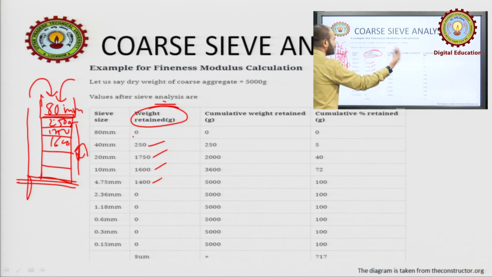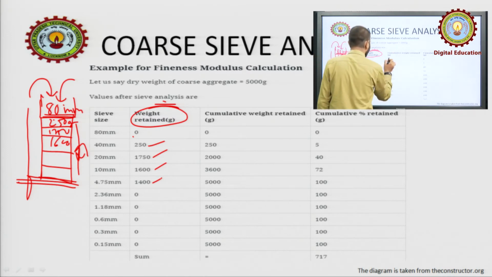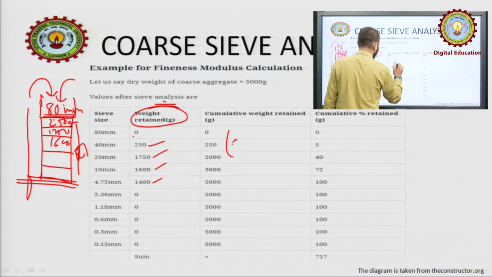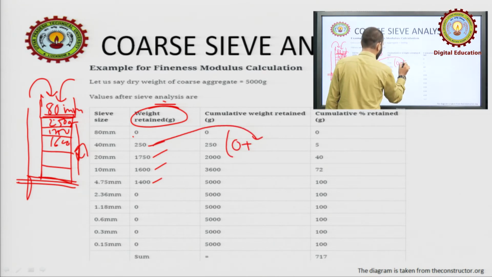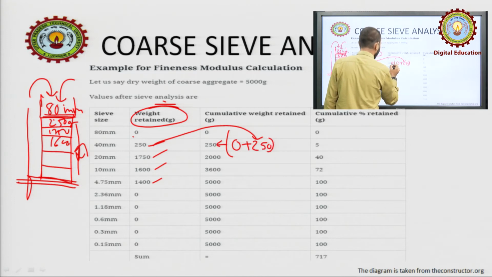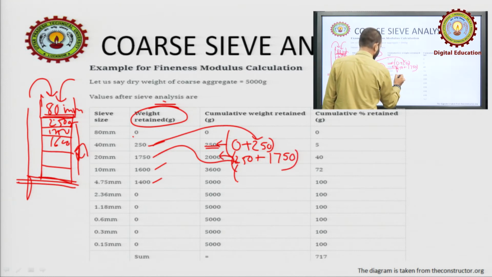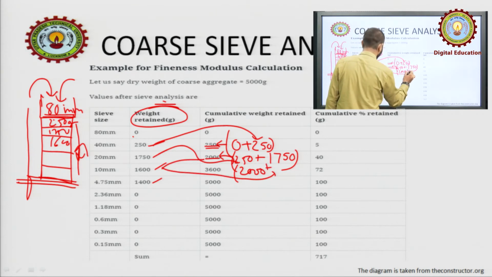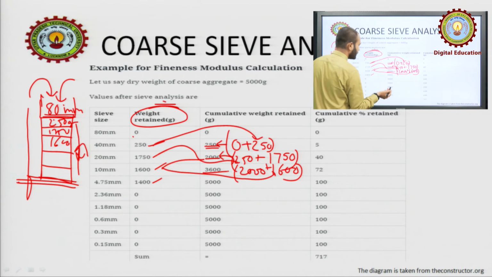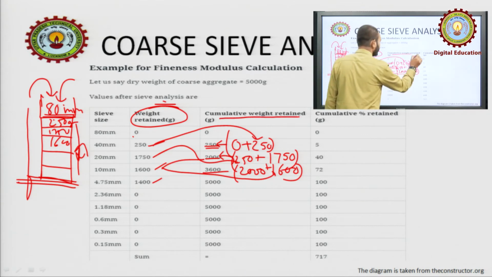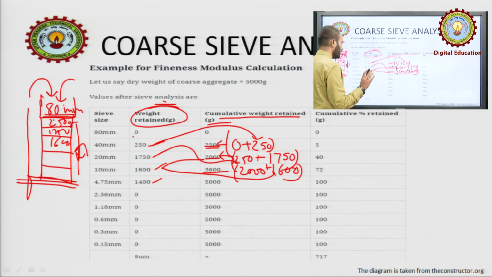Now we find the cumulative weight retained. Cumulative means 0 will be 0. Now how is this cumulative? 0 plus 250 will give you 250. Again, 250 plus 1750 will give you 2000. Again, 2000 plus 1600 will give you 3600 and so on. So we found out the cumulative weight retained in grams. Okay, you understood this one.